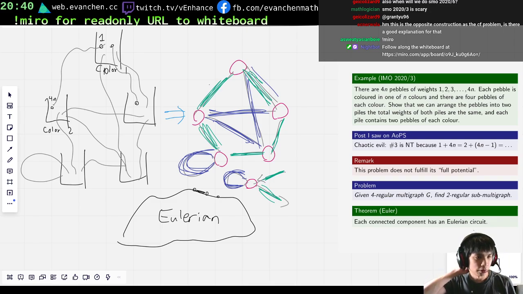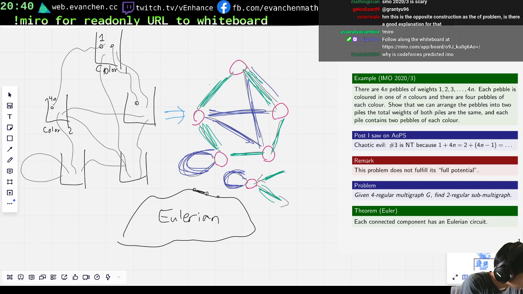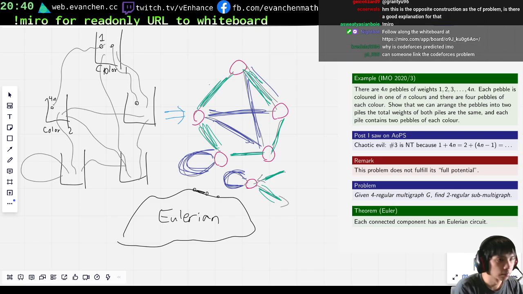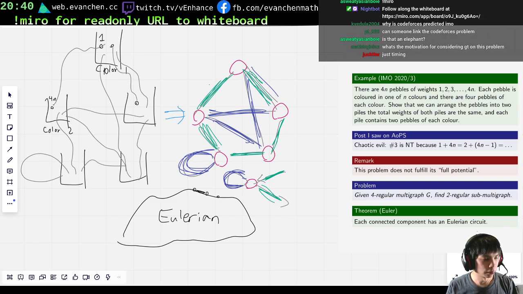This is the opposite construction as the code versus problem. Is there a good explanation for that? So I didn't actually read the code versus problem. What exactly is it? Yeah, I have to think about it. Is that an elephant? There's an elephant.